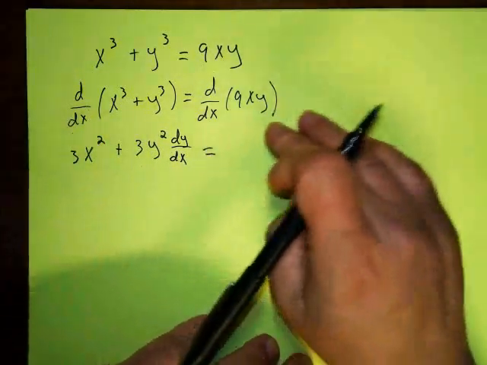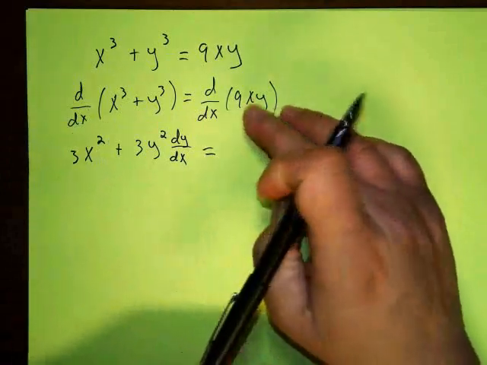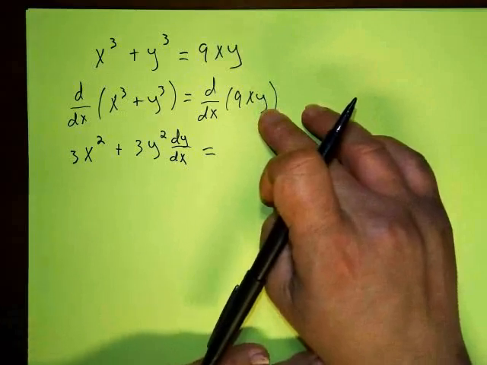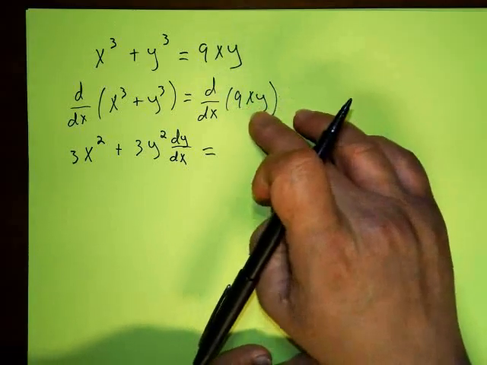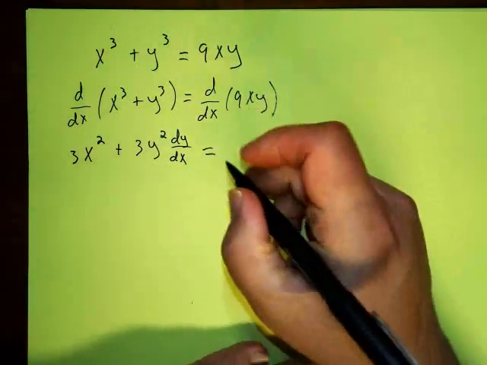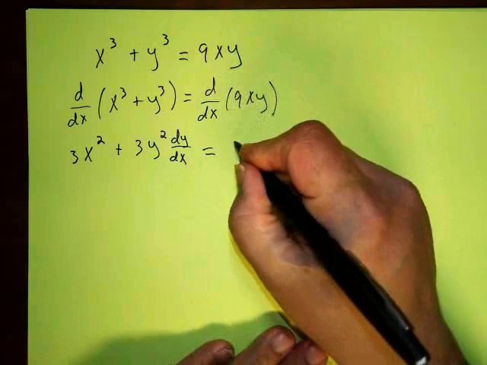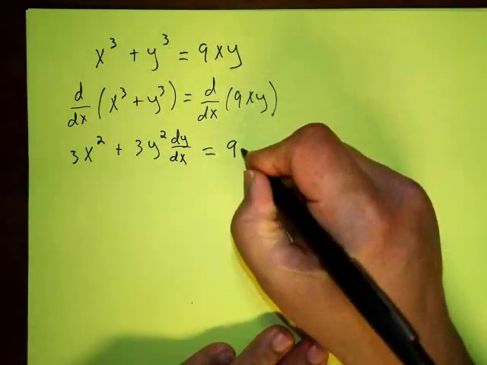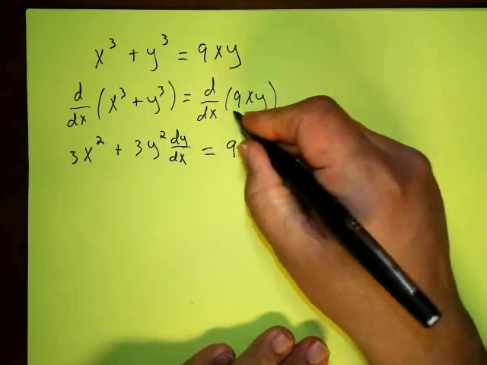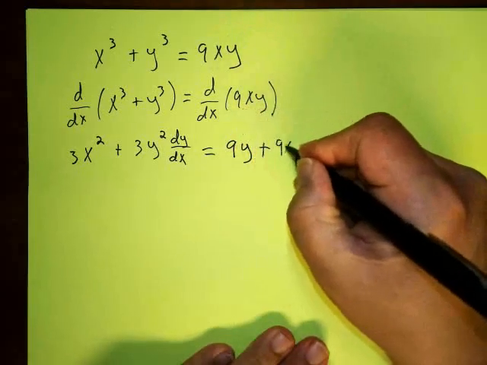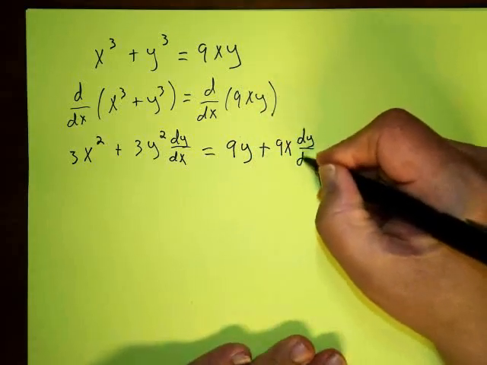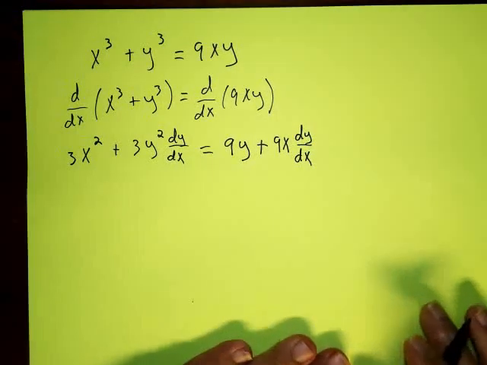So now this right-hand side, notice we can think of this as 9x times y. And that's like the product of two functions. So what I have to do is use the product rule on this. So I'll treat 9x as the first function. If I take the derivative of 9x, I would just get 9 times y, plus the 9x, the first function, times the derivative of y, which is just dy/dx. Okay, so it would look like this.